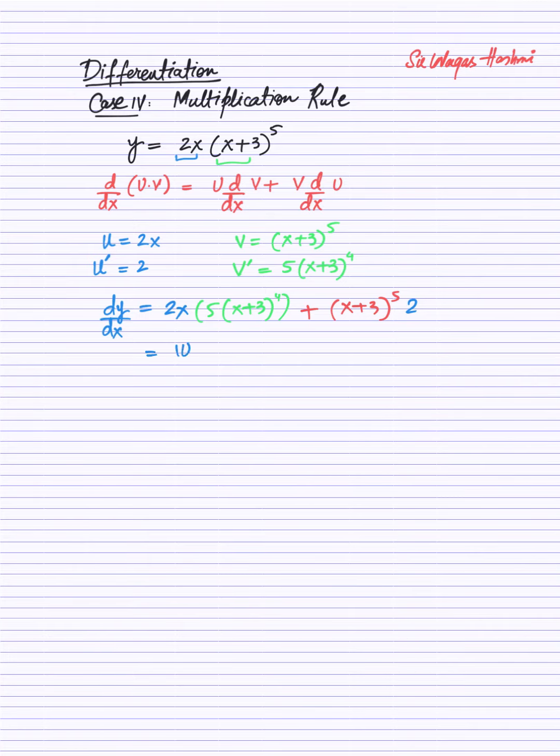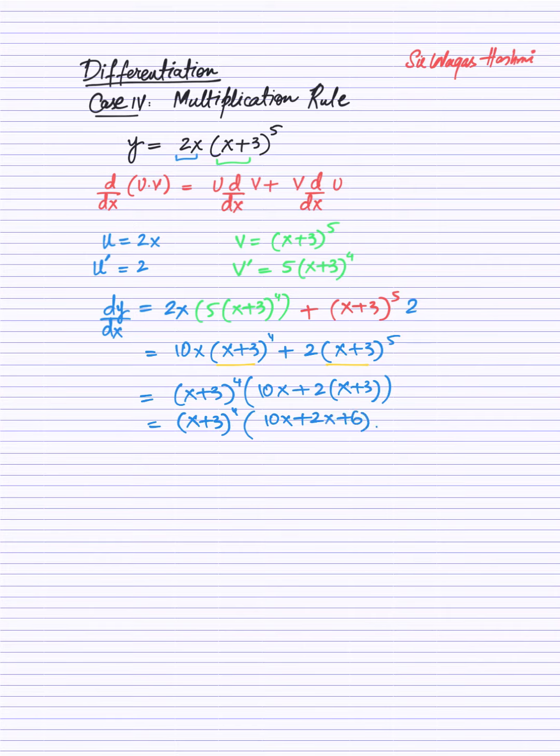So 2 fives are 10x, times (x plus 3) power 4, plus 2 times (x plus 3) power 5. We can take common because these two brackets are the same. The common factor will be the lowest power, that means (x plus 3) power 4. Inside the bracket it will be 10x plus 2 times (x plus 3). Expanding the brackets, it will be 10x plus 2x plus 6. So finally it will be (x plus 3) power 4 times (12x plus 6), and that is your final answer.